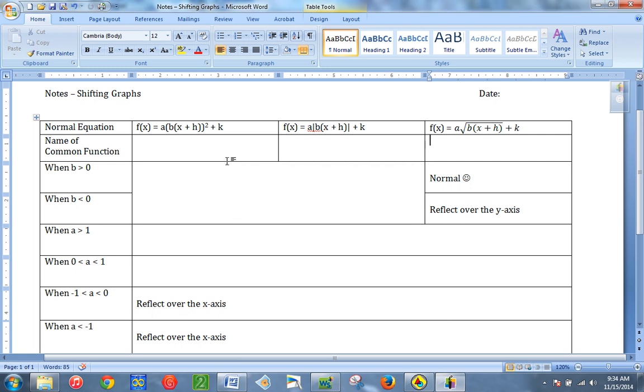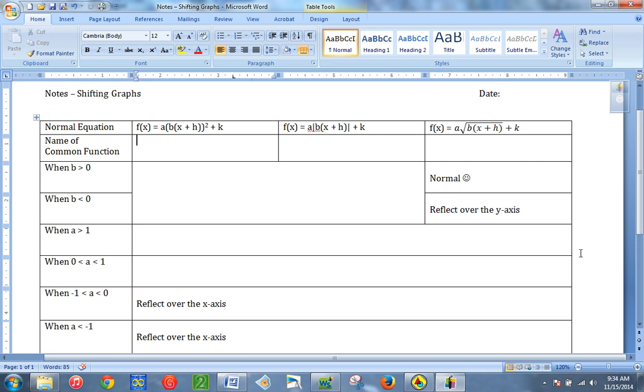Alright, notes on shifting graphs. So if you finished up take a moment to reflect, you should already have some of these filled out. I know that one class got to it in class. So if not, you might want to spend some time looking at that so you understand what's going on, okay?